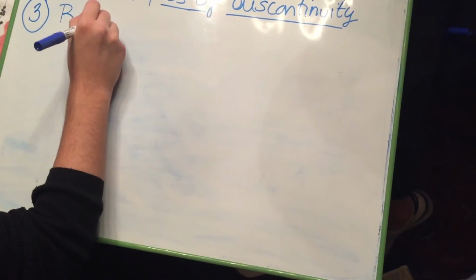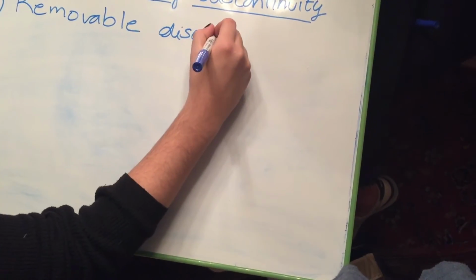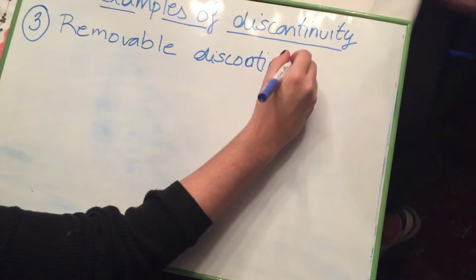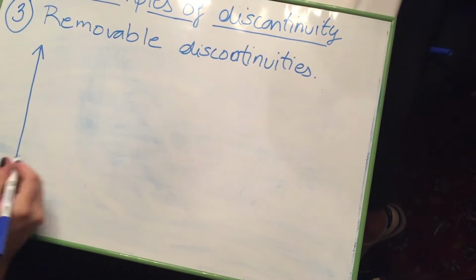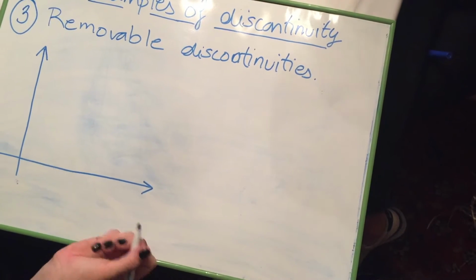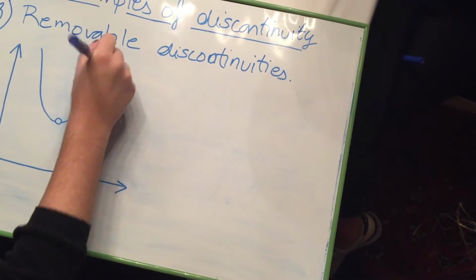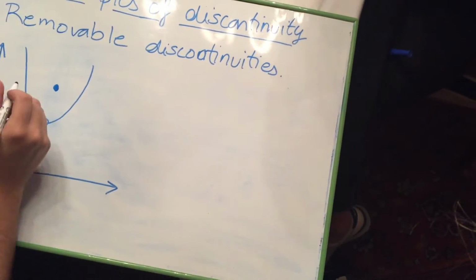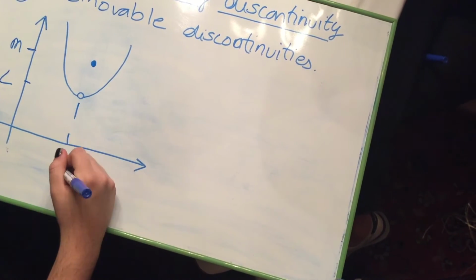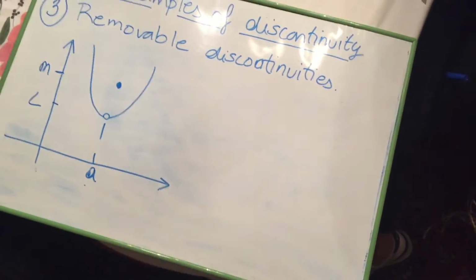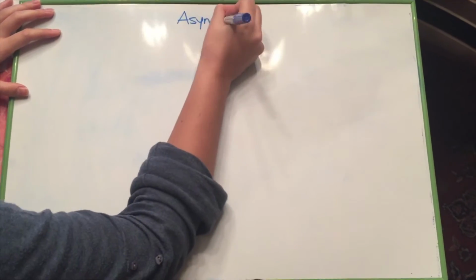The last one, the removable discontinuities. In the graph below, there is a hole in the function at x equal to a. These holes are called removable discontinuities. Notice that even though there is a hole at x equal to a, the limit value at x equal to a exists. Infinite limits and limits at infinity, asymptotes.